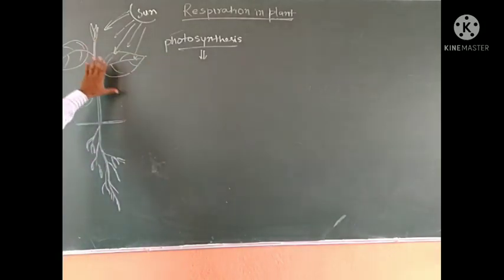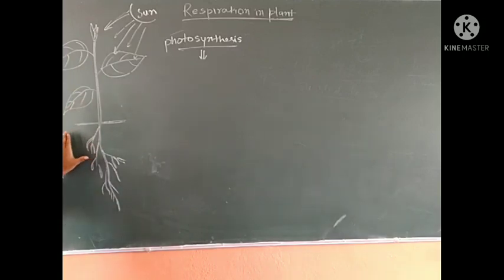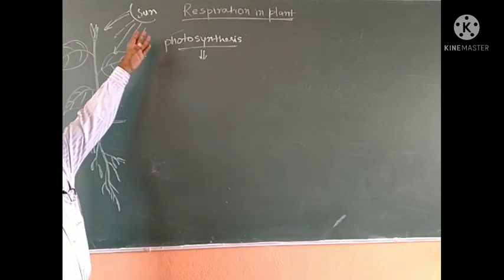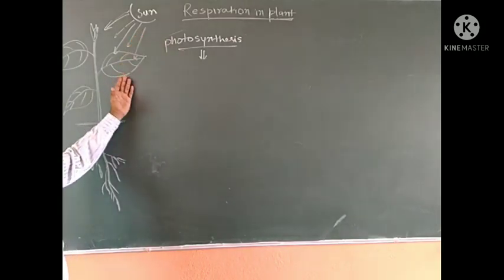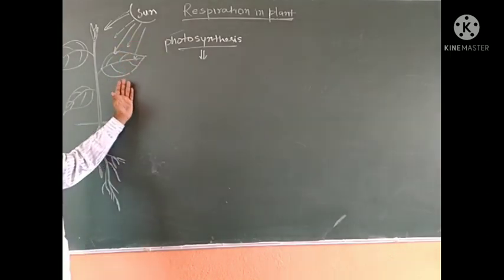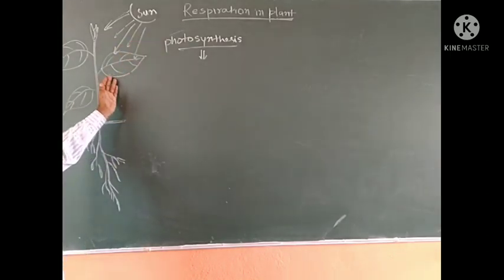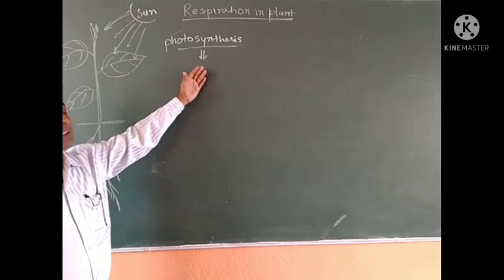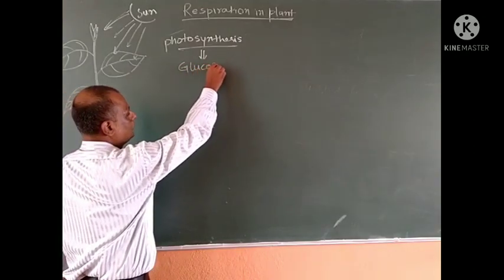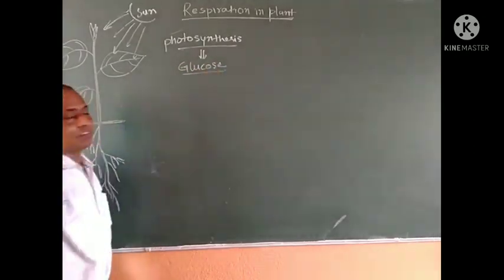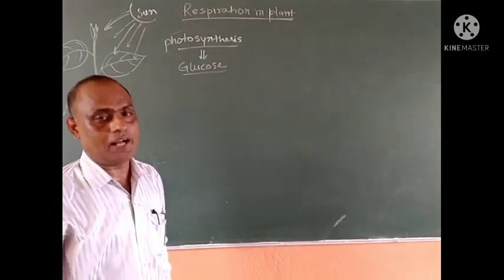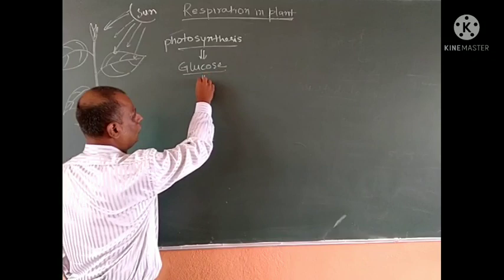Here you can see I have drawn a very simple diagram of a plant, and there is a sun also. So you can see the sunlight falls on the leaves. So which process is going on? With the help of sunlight, the leaf does photosynthesis and produces glucose. The glucose that is produced in the cell of the leaf is carried to the different living cells of the plant with the help of a tissue that is called phloem tissue.